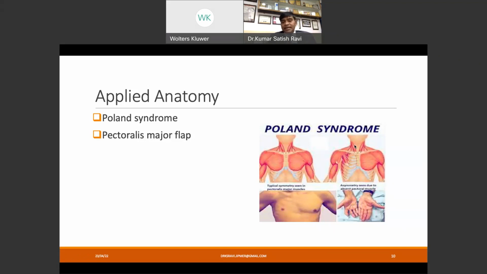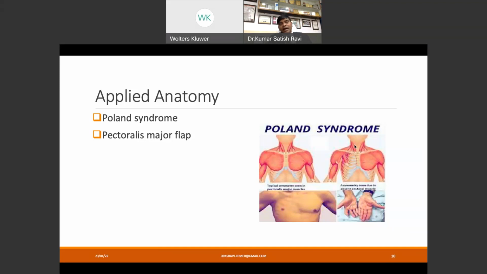Apart from the partial or complete absence of the pectoralis major in Poland syndrome, sometimes even the breast may be missing or underdeveloped. There may be rib cage abnormalities, such as short ends of the ribs, and the ribs may be noticeable due to less fat, or when it is present just under the skin, that is, the subcutaneous fat, right? So this is all about the Poland syndrome.